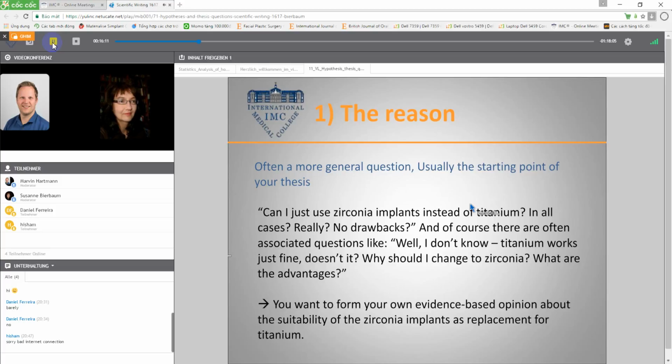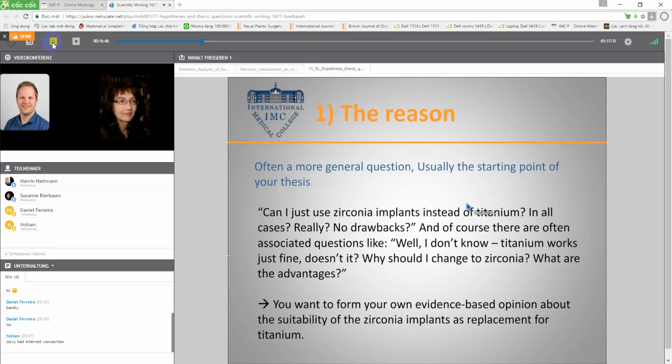Here's an example, maybe. The question is, well, can I just use zirconia implants instead of titanium implants? Can I do this in all cases? Always? Really? Are there absolutely no drawbacks? And of course, there are associated questions like, let's see, titanium works, doesn't it? Why should I change? Is there an advantage? If yes, what is the advantage? So you see, this is really a comparatively general type of question. You can usually come up with questions like that.